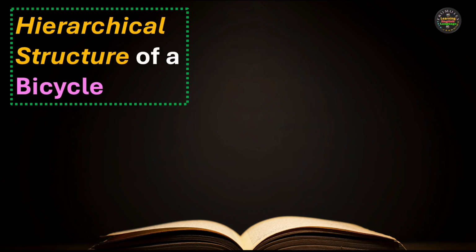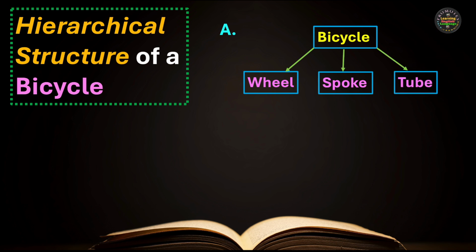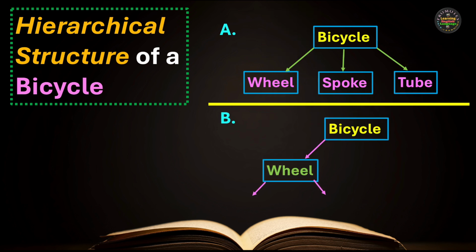Hierarchical structure of a bicycle. We have one structure of bicycle. It has parts such as wheel, then we have a spoke, and then we have tube. This gives you an impression of a structure of bicycle represented as A. Now we have the second structure of bicycle represented as B. We have wheel. Wheel has further parts, rim and spoke.